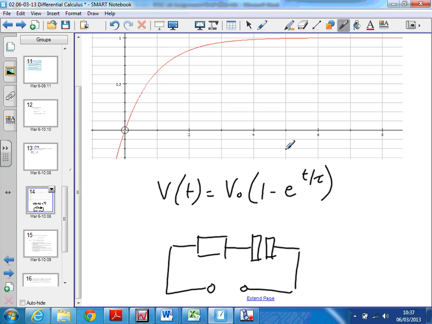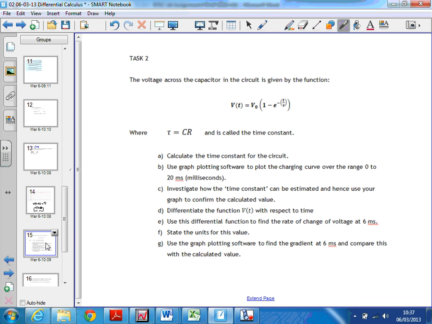This question then is about investigating that. If we look at the task, it says calculate the time constant for the circuit for the first part. Well, you're given the formula for the time constant. So this symbol here, which incidentally is called tau, T-A-U, represents the time constant for the circuit. Calculate it, there's the formula. Use graph plotting software, autograph in other words, to plot the charging curve over the range 0 to 20 milliseconds. So you've got to plug in the formula, put in the values, and then get autograph to show the curve over a 20 millisecond period.